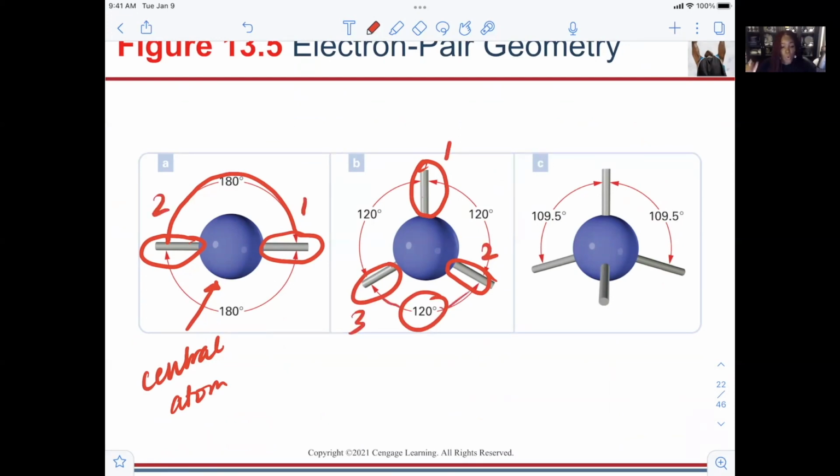120 is the bond angle. When you have 4 electron groups surrounding the central atom, 1, 2, 3, 4, 1 electron group, 2 electron groups, 3 electron groups, 4 electron groups, this has a bond angle of 109.5.